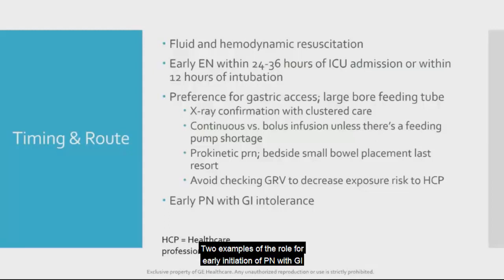Two examples of the role for early initiation of PN with GI intolerance are if patients certainly have underlying malnutrition, we wouldn't wait to start parenteral nutrition, or if they're requiring non-invasive ventilation, there may be some increased abdominal pressure, increasing risk for reflux and aspiration. It may be safer, according to the ASPEN-SCCM guideline, to initiate parenteral nutrition.